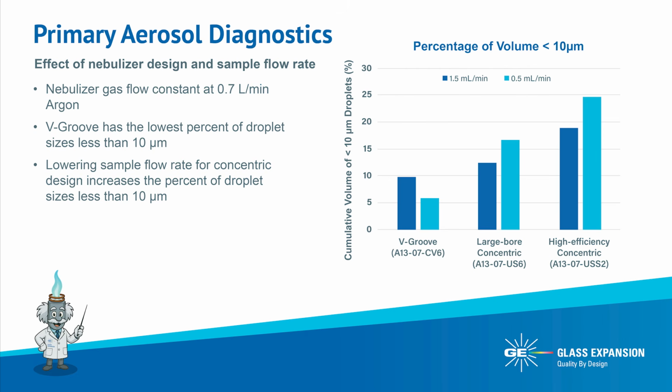Evaluating these results, we can conclude that the V-groove would be the least sensitive and the high-efficiency concentric is the most sensitive. Both concentric designs also show an increase in the percent volume of droplets 10 microns or less at the lower sample flow rate. This is an important result. It highlights the importance of optimizing the sample flow rate to improve your analytical results. A lower sample flow rate will often translate to better precision, stability, and matrix tolerance.